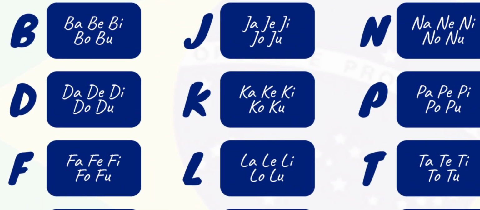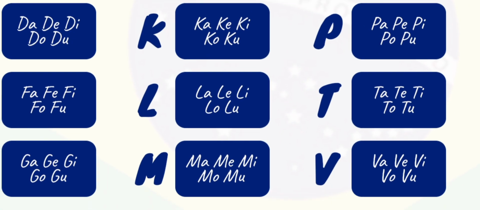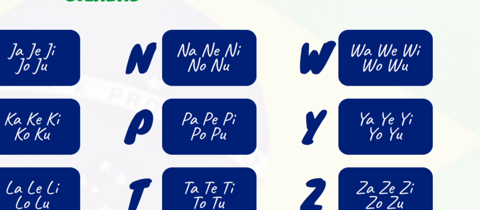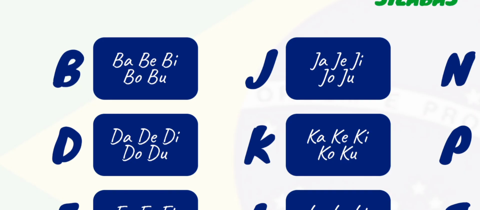These are the syllables in Portuguese. So we have B, D, F, G, J, K, L, M, N, P, T, V, W, Y, Z. I will go through the syllables a bit fast because you'll notice they're pretty standard: all of them follow the same pattern and you just need to add the sound of the vowel.